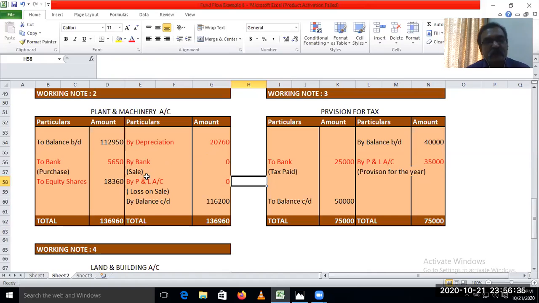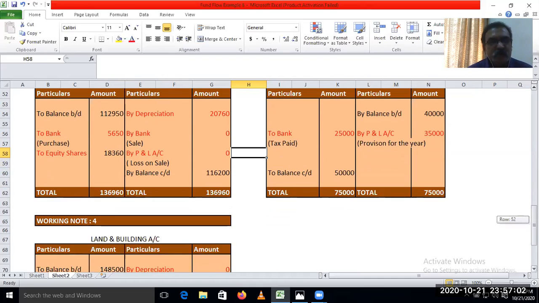I hope this is clear. That difference in these balances I have assumed as depreciation. Suppose in this example, depreciation amount would have been given separately, then obviously the difference we would have assumed as sale of asset. But no depreciation was given, so on priority basis, first we will assume that the difference in the balances is on account of depreciation. Okay, so good. Now the next one is depreciation on land and building.